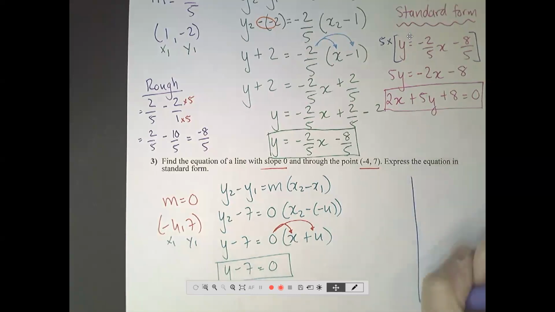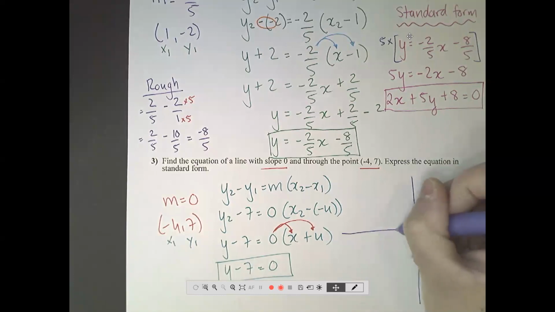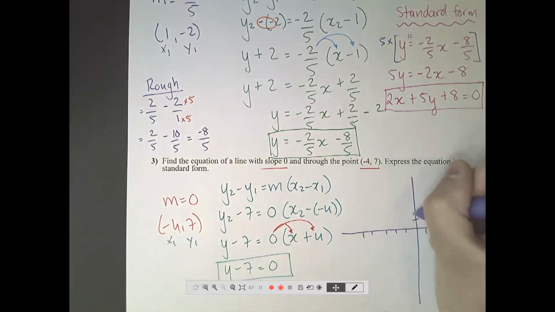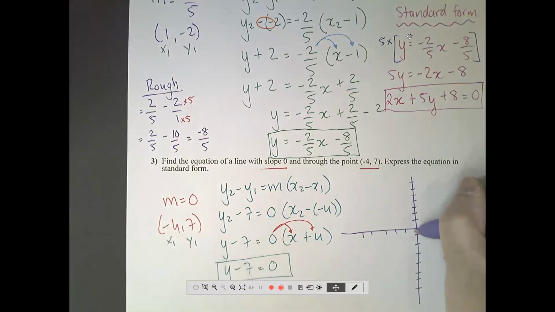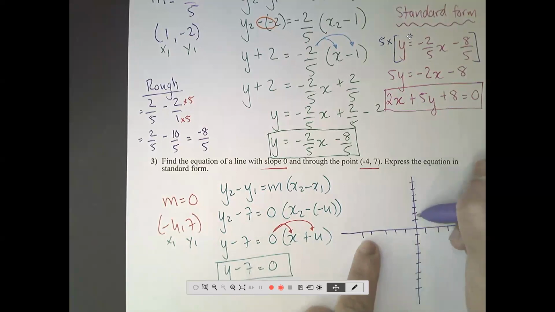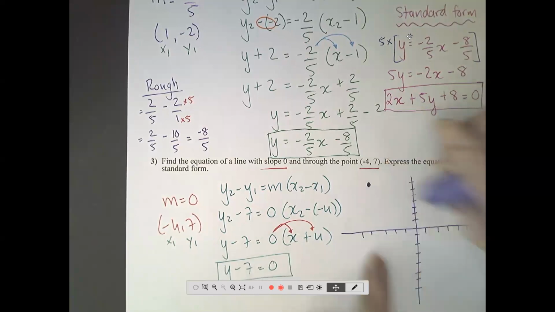Because let's look at what happens. Okay, so I'm going to just do this rough. If you have graph paper, even better. 2, 3, 4, 5, 6, 7. 1, 2, 3, 4, 5, 6, 7. Not very accurate. Sorry about that. Let's label point negative 4, 7. So negative 4, 1, 2, 3, 4, 5, 6, 7. It's going to be about over here.